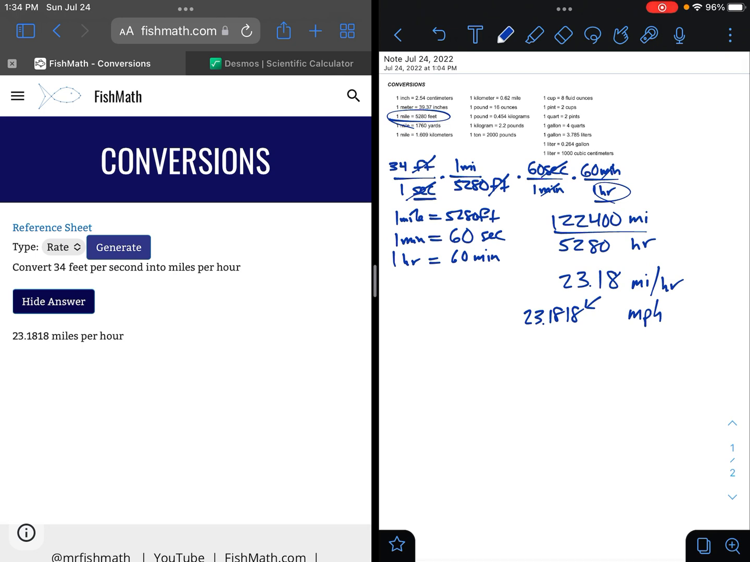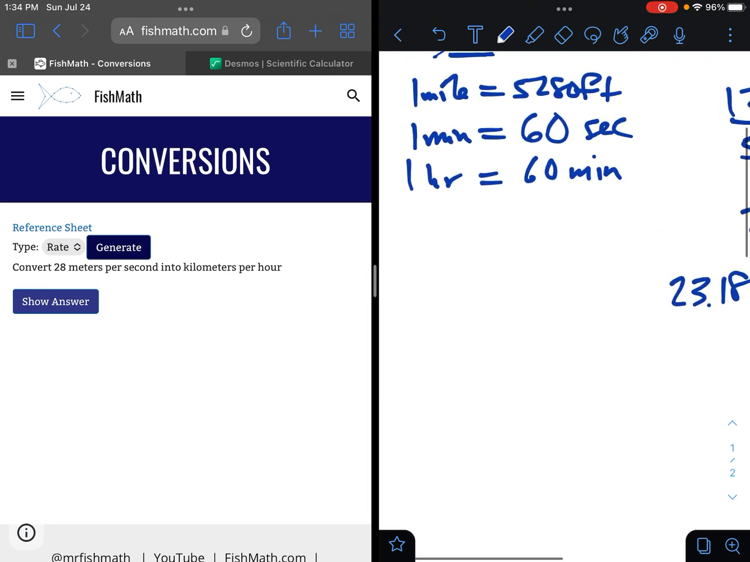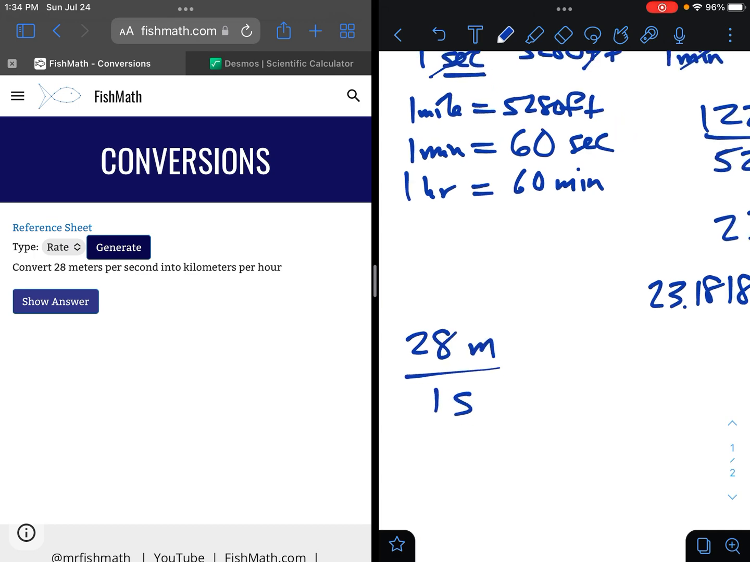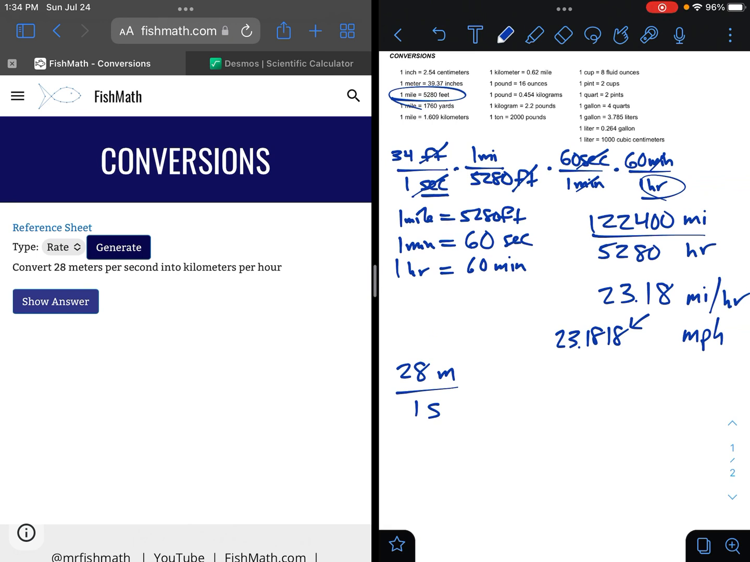I'm going to show one more example like that. Let's go into one that's a little bit trickier. So 28 meters per second into kilometers per hour. So the nice thing about kilometers and meters is it's a really easy conversion. 1 kilometer means 1,000 meters. Kilo means 1,000. So the K there just basically makes it 1,000 times bigger. So that's pretty easy to convert between.